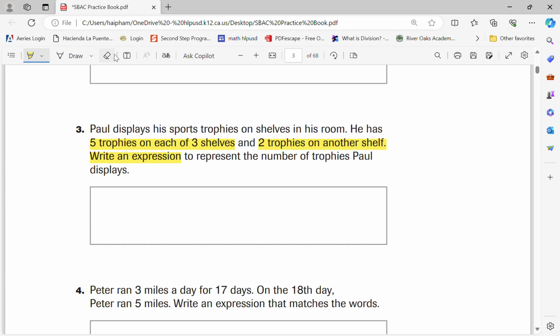So again, we have a multiplication expression here, since we have the same number of items repeating. So let's start with our parentheses. We have 5 trophies times 3 shelves. Then there was 2 extra trophies on another shelf. There you have it.